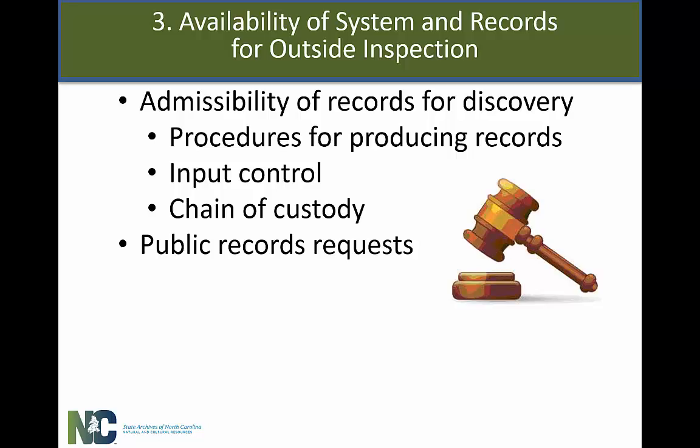Section 3 requires your agency to acknowledge that you will comply with requests for discovery of your electronic records and will respond to public records requests. You should develop procedural manuals that will explain your internal procedures for producing records and for documenting chain of custody. Your agency should produce documentation about your electronic records system, which will be vital if the authenticity of your electronic records is questioned during an audit or litigation.